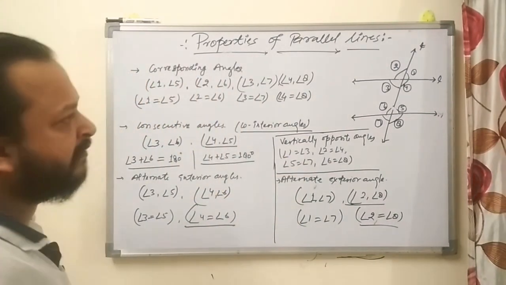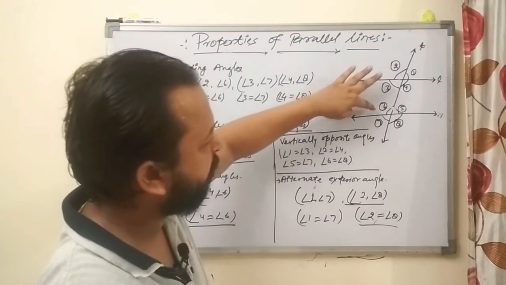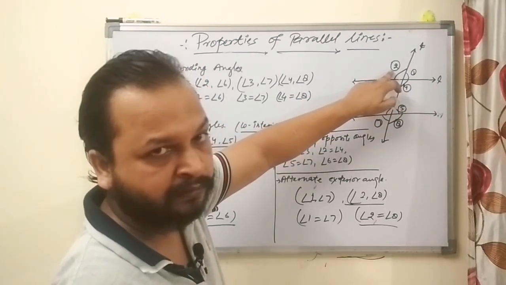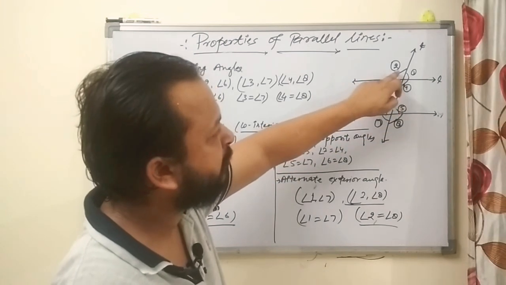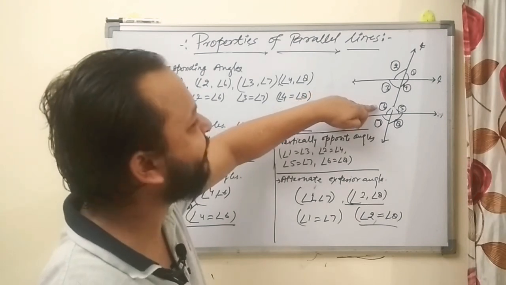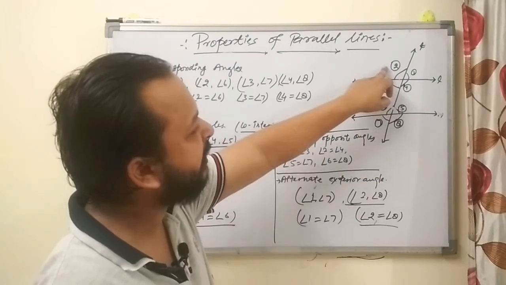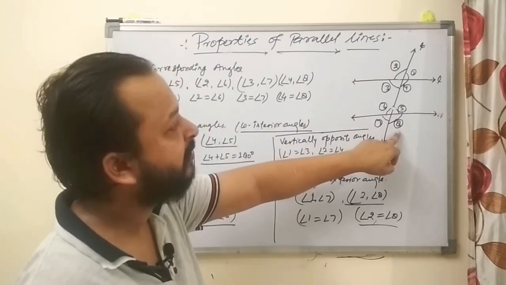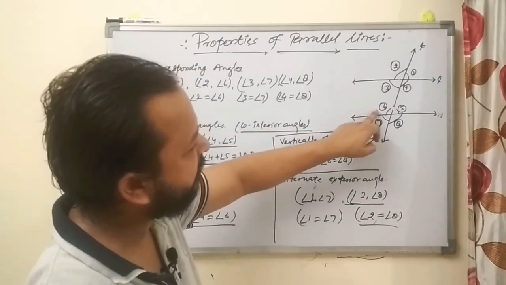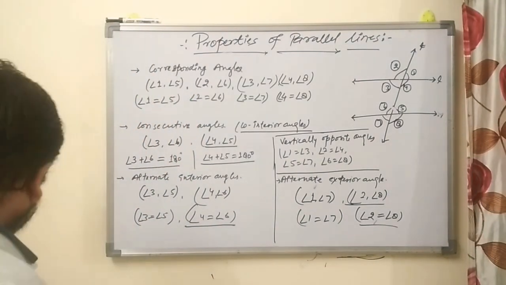So one more thing. Look, angle 4 is equal to angle 6, they are alternate interior angles. And you know angle 4 is equal to angle 2, so it means angle 2 is equal to angle 6. They are corresponding angles. And you know angle 6 is equal to angle 8, so angle 2 is equal to angle 8. So angle 2 is equal to angle 4 is equal to angle 6 is equal to angle 8. You can also conclude this, right?